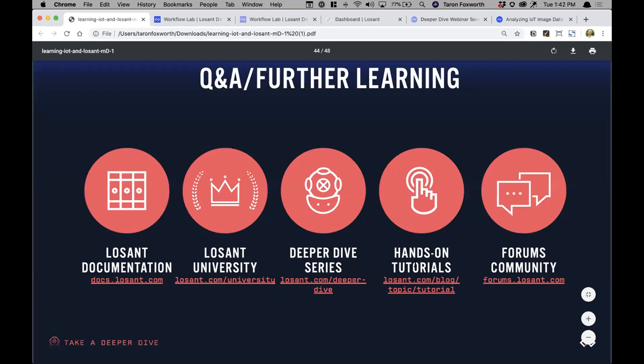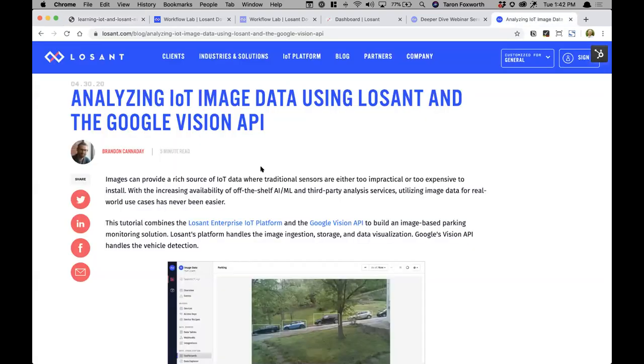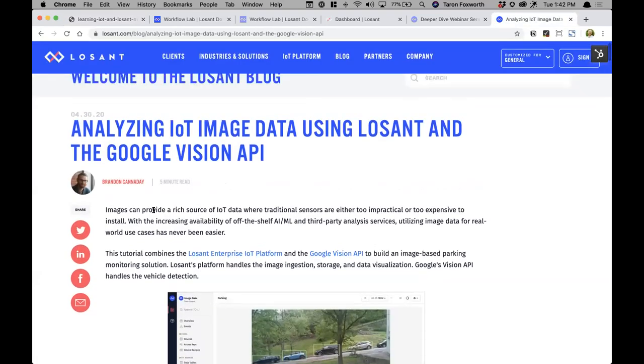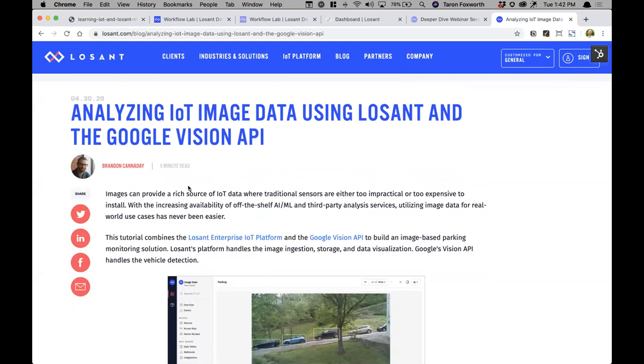Next is really hands-on tutorials. Brandon, our Chief Product Officer, has recently published this tutorial called Analyzing IoT Image Data Using Losant and the Google Vision API. Our blog is filled with tutorials in this light. They are a key learning tool for you as you go about Losant for one of two reasons. A, there might be an example of what you're building there already, or B, we talked about the stack and understanding the stack. Well, these tutorials allow you to expand your uses as well.